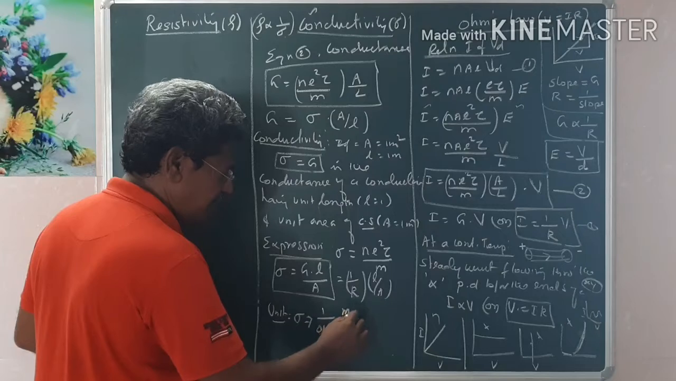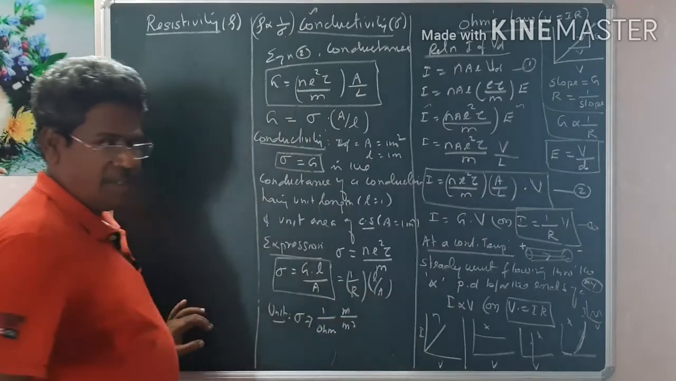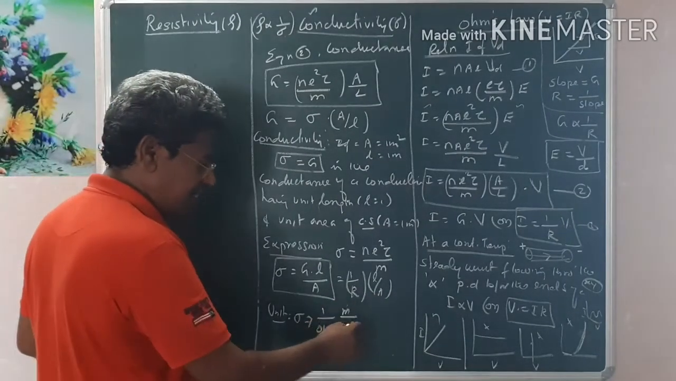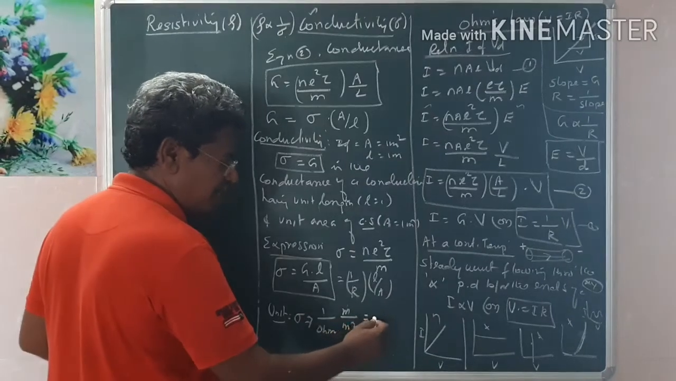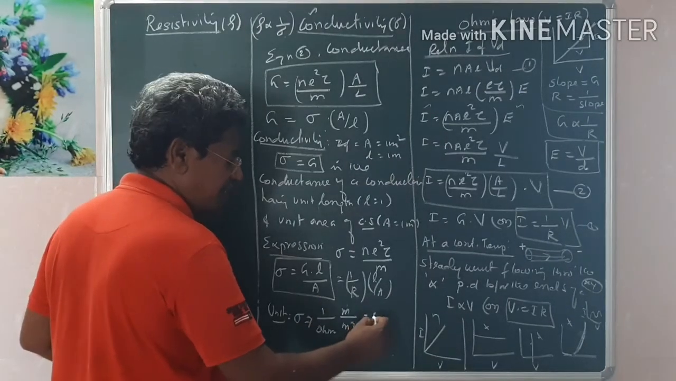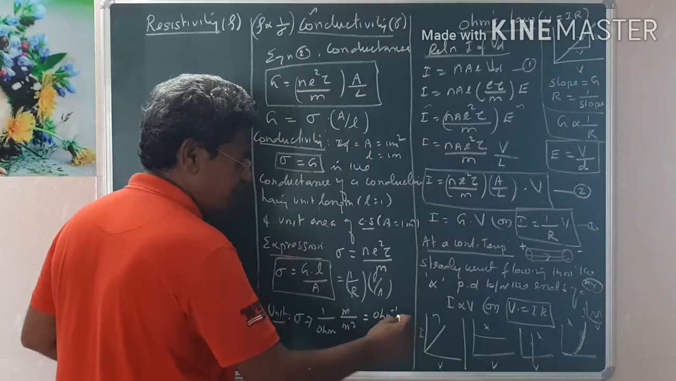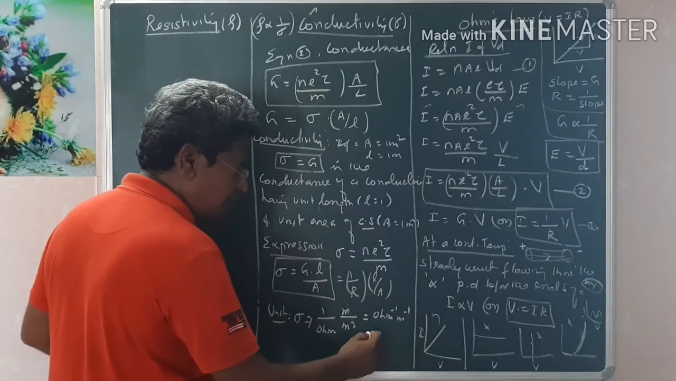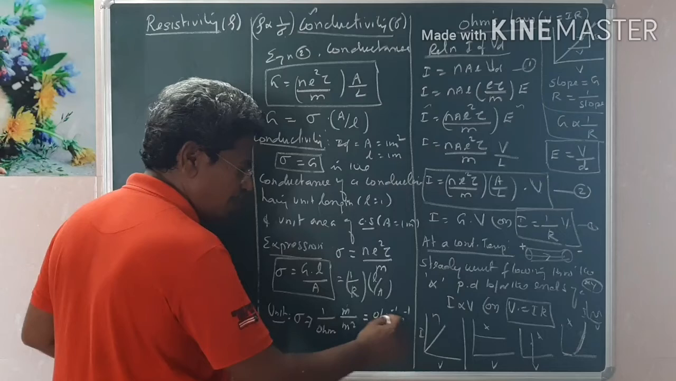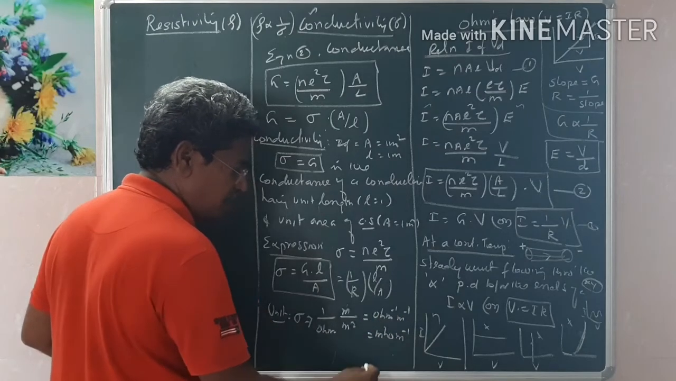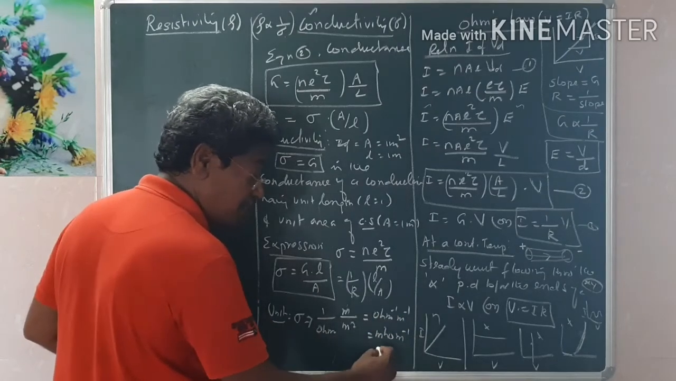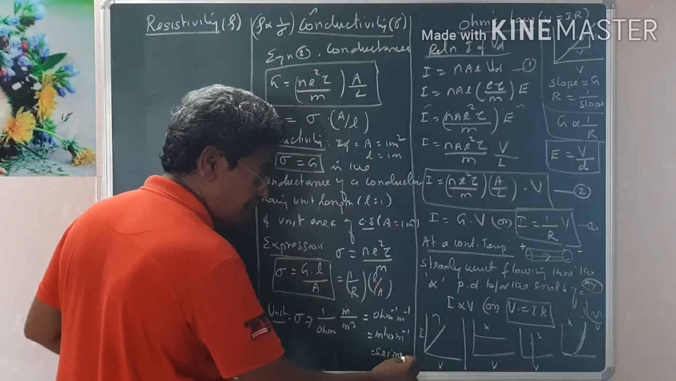Then L is meter, area is meter square. Now you simplify, this meter gets cancelled. Then ohm is taken from the denominator to the numerator, so either you can write ohm inverse meter minus 1, or sometimes this can be written as mho, ohm inverse is mho, meter minus 1. Or sometimes it is written by the name of the scientist, Siemens.